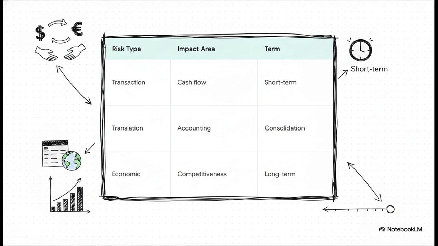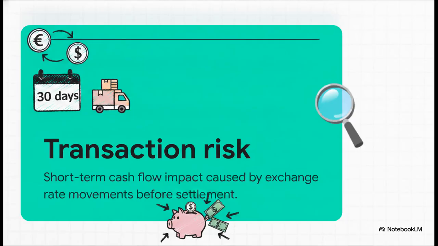Keeping these separated in your mind is absolutely crucial, because they strike a business at completely different times and in completely different ways. Let's define that first one, transaction risk. This is a short-term cash flow impact. It happens because of exchange rate movements that occur right between the date you agree to a transaction and the date you actually settle it.